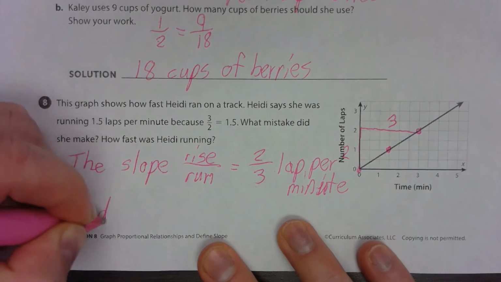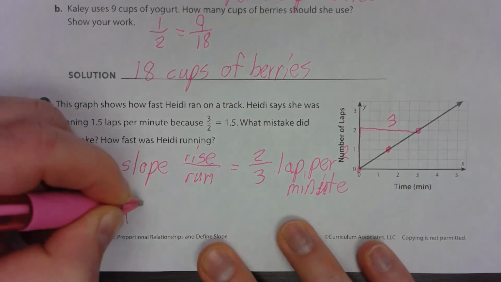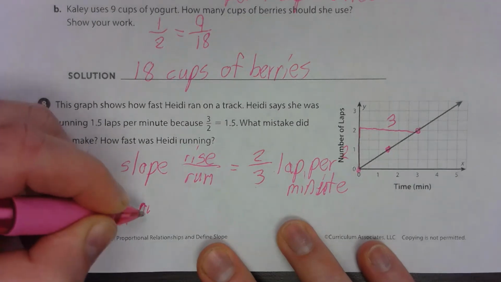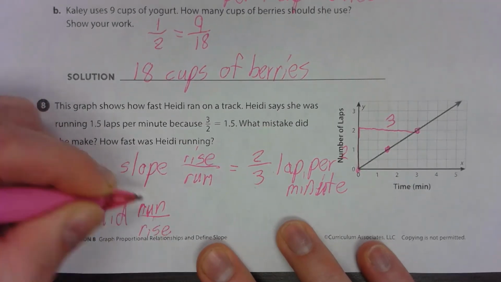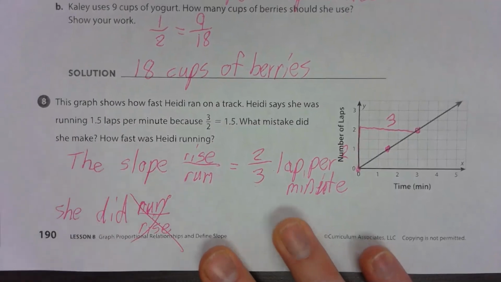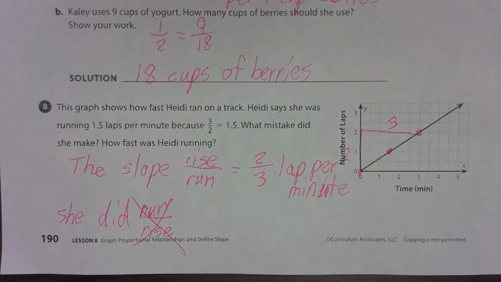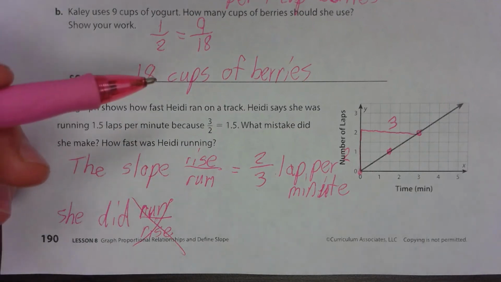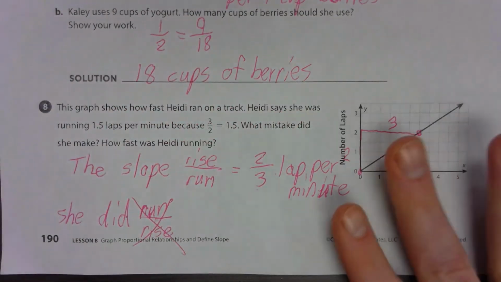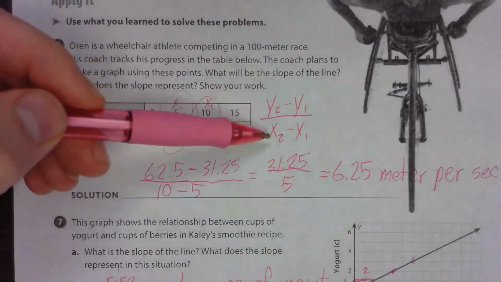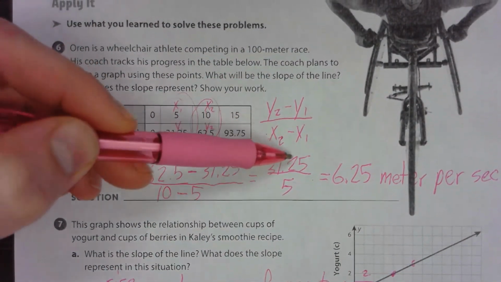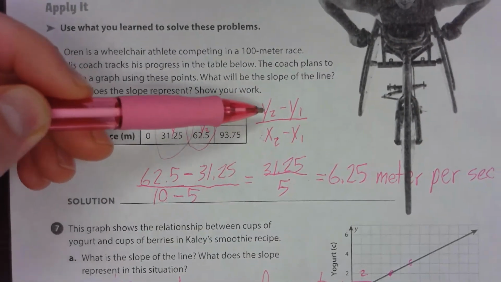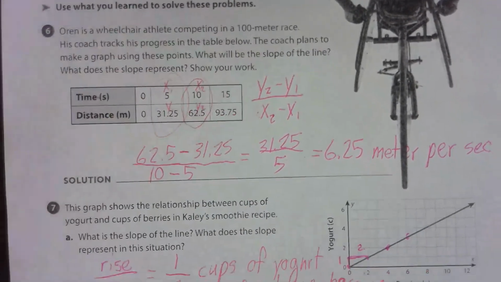She did run over rise. Don't do that. That's bad, okay? She did run over rise. You've got to do your vertical change divided by your horizontal change. That's the biggest thing people do. They do it here too. You put your X's on top and your Y's on bottom because the X's come first. No, the Y's have got to go on top. The X's have got to go on bottom.